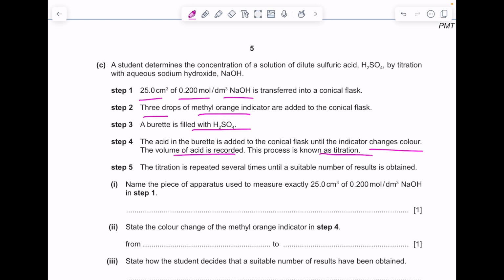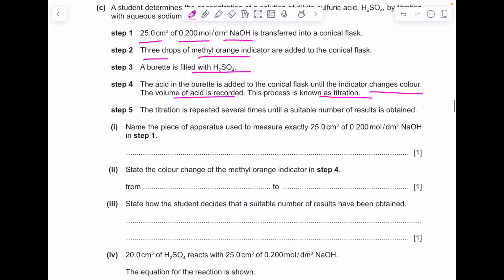The titration is repeated several times. Name the piece of apparatus used to measure exactly 25 centimeters cubed. It's going to be a glass pipette.